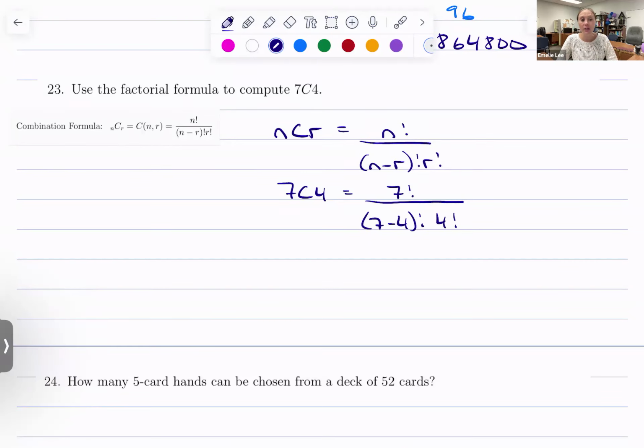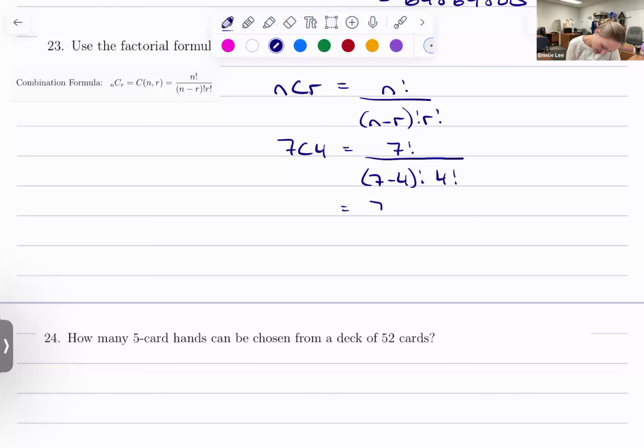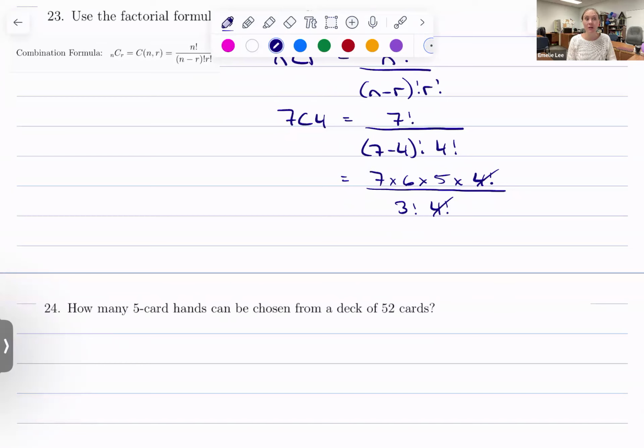Now 7 minus 4 is 3 factorial, and so what I'm going to do, the trick, right, is to write out 7 factorial until you hit 4 factorial, and then they'll cancel. So we get 7 times 6 times 5 times 4 factorial divided by 3 factorial, 4 factorial. Show me that you know that trick. 4 factorial will cancel. And now you have 7 times 6 times 5 divided by 3 times 2 times 1. 7 times 6 times 5 divided by 6 is 35.